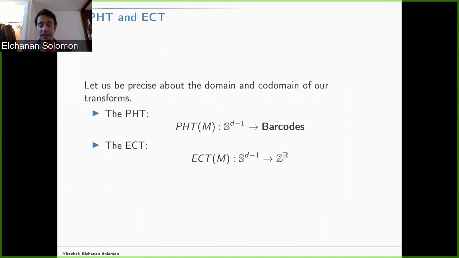So it's a little simpler, but still it's a very complicated object because it's indexed over every direction in the sphere. And if the shape is embedded in high dimensions, then we're talking about a high-dimensional sphere. So what do we know about these invariants?